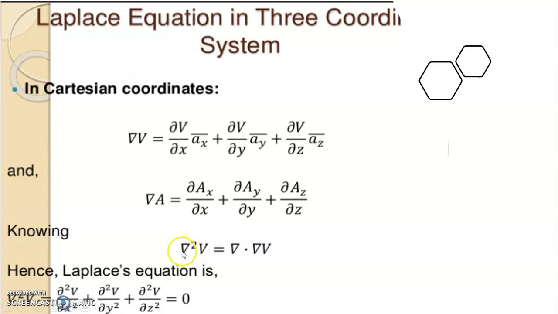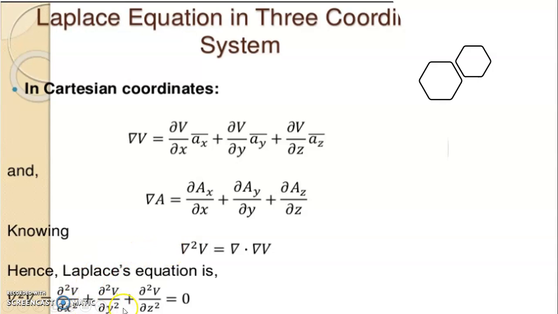Now, del square V is nothing but del dot del V. So when you multiply it again by del, we can say that del square V is equal to del square V upon del x square plus del square V upon del y square plus del square V upon del z square, because when you multiply it, ax cancels. So it is del square V upon del x square plus del square V upon del y square plus del square V upon del z square.